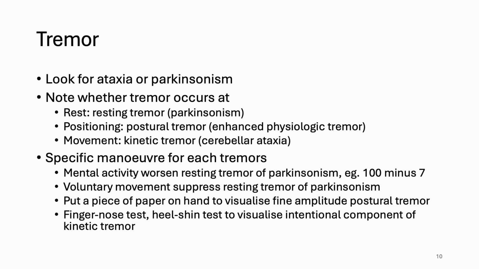tremor. Or alternatively, voluntary movement would suppress the resting tremor of Parkinsonism. Usually you will ask the patients to tap their hand and you can see the resting tremor actually improve. You can put a piece of paper on the hand to visualize the fine amplitude tremor of the postural tremor. You would do a finger nose test and heel shin test to visualize the intentional component of a kinetic tremor.